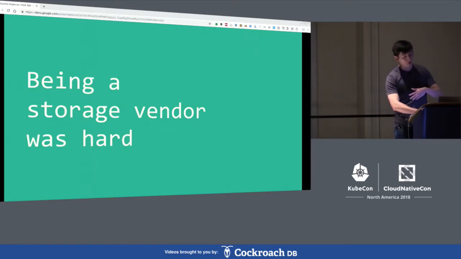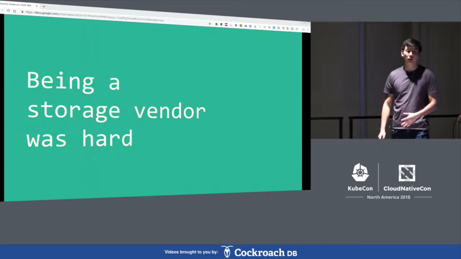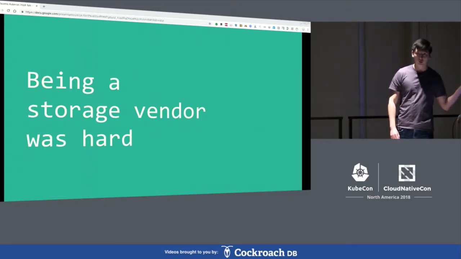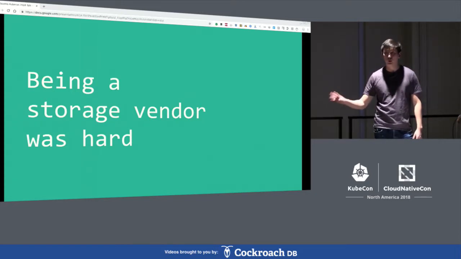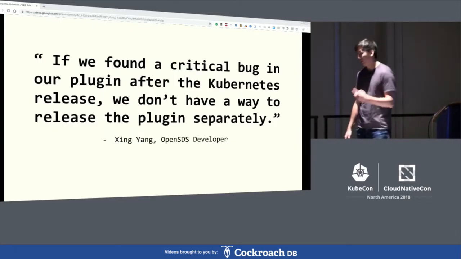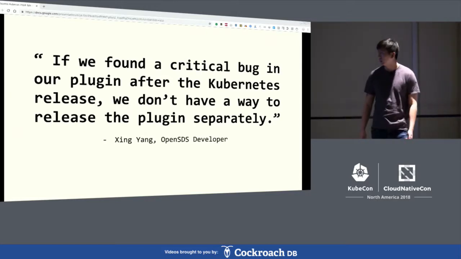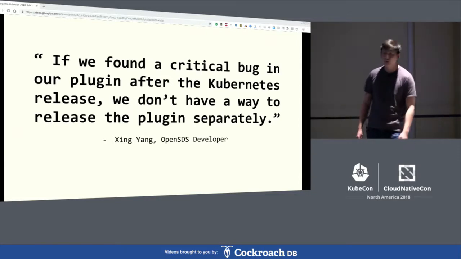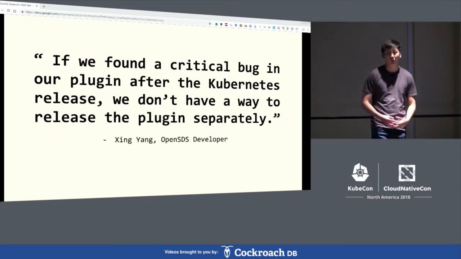But on the other end, being a storage vendor was also really difficult. So that was the storage maintainer, someone that works on Kubernetes. And then it's really difficult to be on the other side, too, someone that's trying to make your storage solutions available inside of Kubernetes. So here's a quote from Xing, who works on OpenSDS. What she said is, if we found a critical bug in Kubernetes, or in our plugin after the Kubernetes release, we don't really have a way to release the plugin separately. And so this comes down to the same problem.